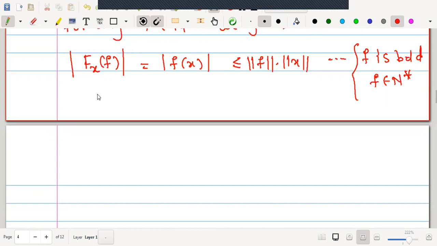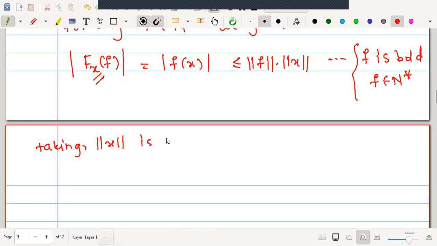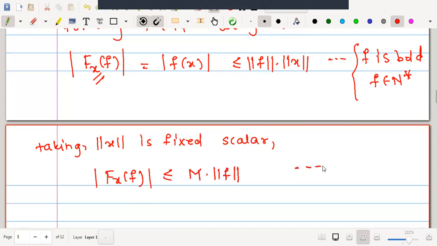This x is a fixed vector, at the starting only we have discussed. Therefore norm x, assuming this norm x is a fixed scalar. Why is it a fixed scalar? For every x we are getting one functional. Okay, therefore what will be the effect on the inequality? Mod of Fx of f is less than or equal to, if I write it as some M into norm of f. What am I writing? Capital M is some norm of x. This is the fixed scalar we are taking.